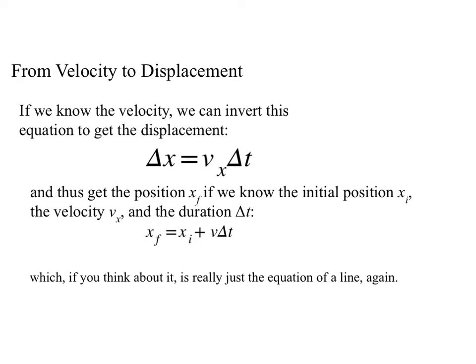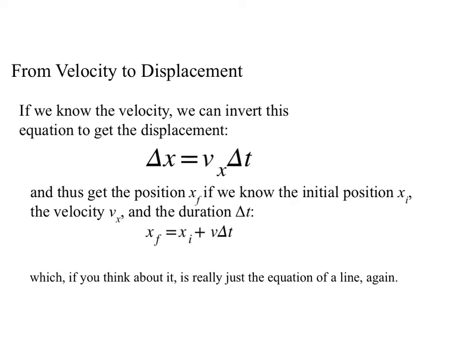From velocity to displacement. If we know the velocity, we can invert this equation to get the displacement by changing the Vx is delta x over delta t into delta x is Vx delta t, just some simple algebra. And thus we can get the position xf, the final position, if we know the initial position x sub i, the velocity Vx, and the duration delta t, under the assumption that Vx is constant, which we'll talk about again.